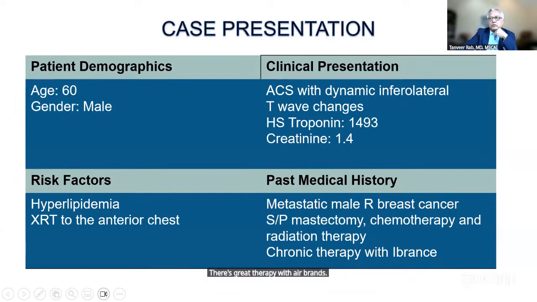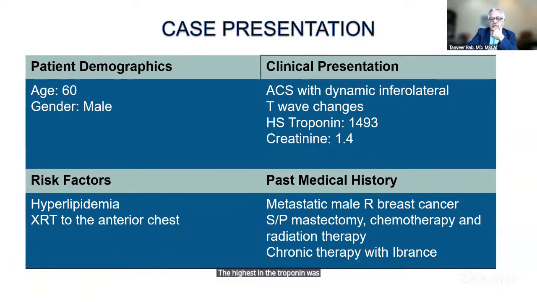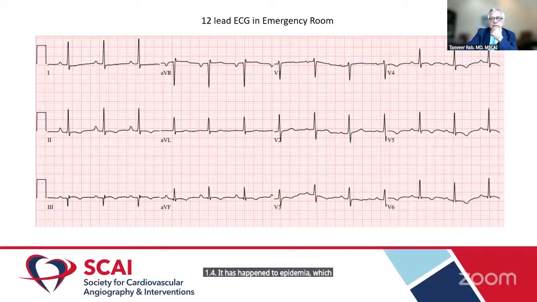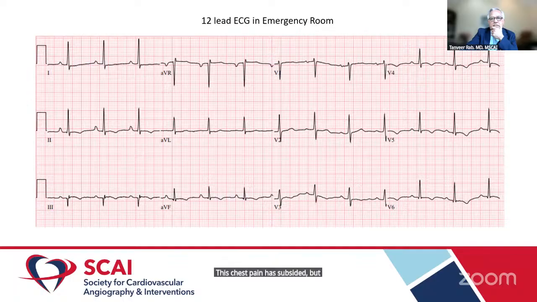He came with acute coronary syndrome with dynamic infralateral EKG changes. The highest sensitive troponin was 1492, and his creatinine was up at 1.4. He has hyperlipidemia, which is untreated. This is the ECG, which demonstrates the T-wave change in the infralateral leads. By the time the cardiology team saw him, his chest pain had subsided, but he was stratified to an urgent cath.